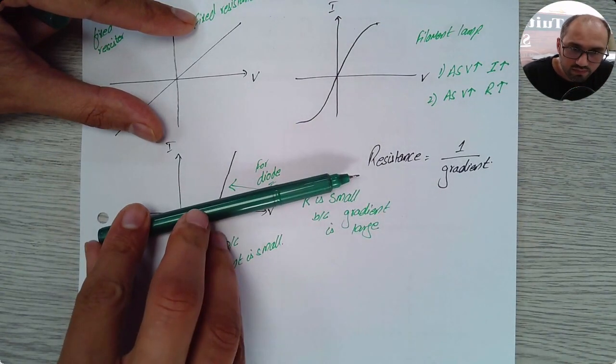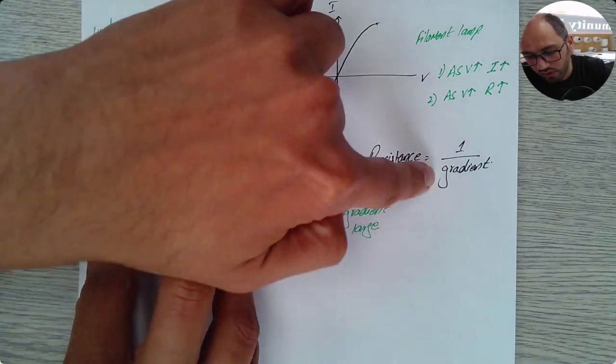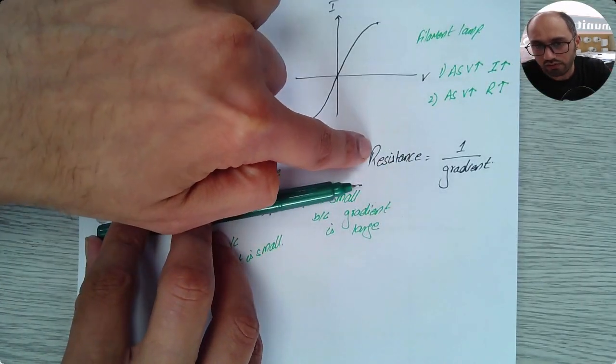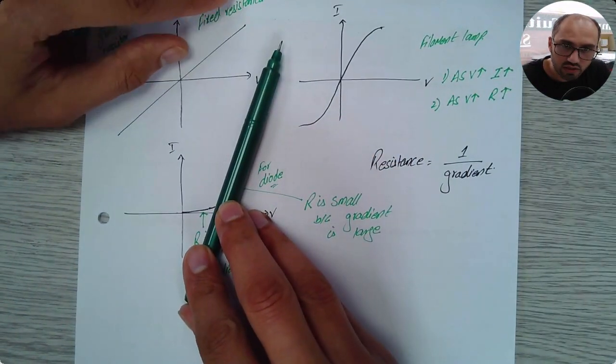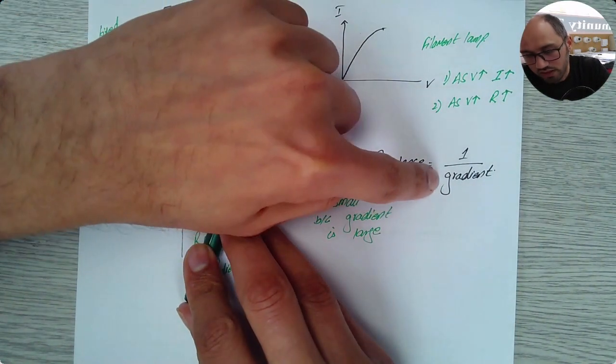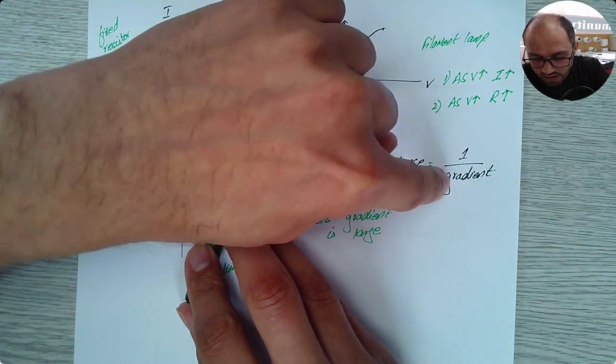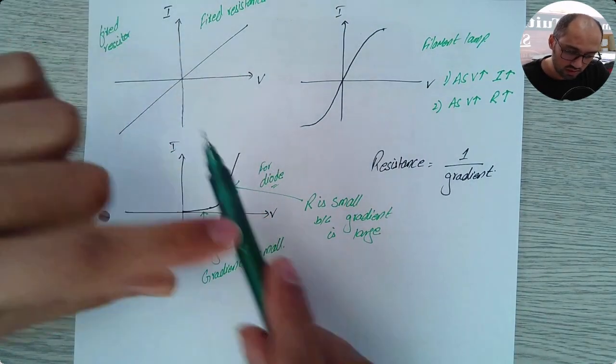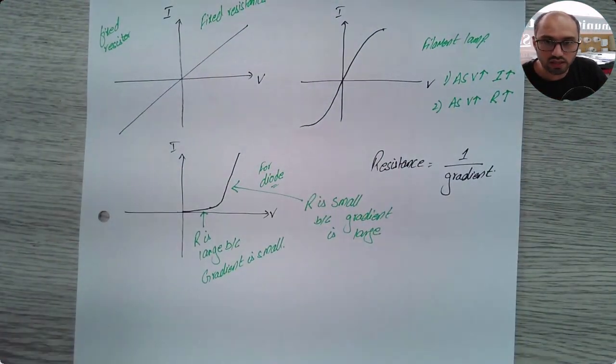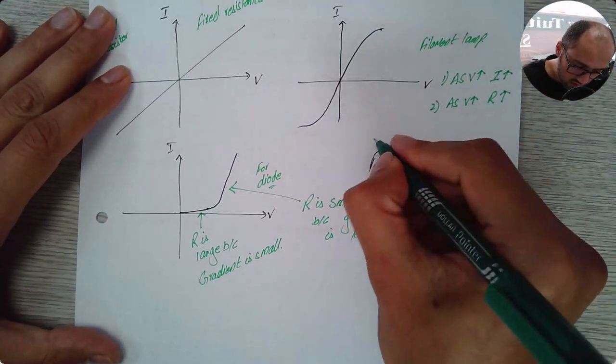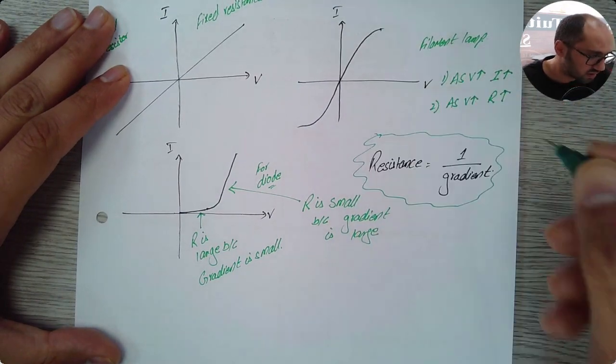Less steep line, so gradient has smaller value. So if your denominator has smaller value, resistance will have a bigger value. Here, steeper gradient, this means the value of gradient is now large. Therefore, if gradient increases, then the resistance will decrease. You'll need to remember these three graphs, and this is something important as well.